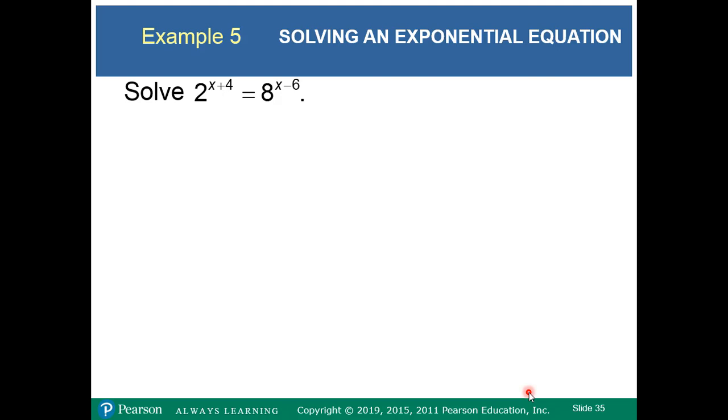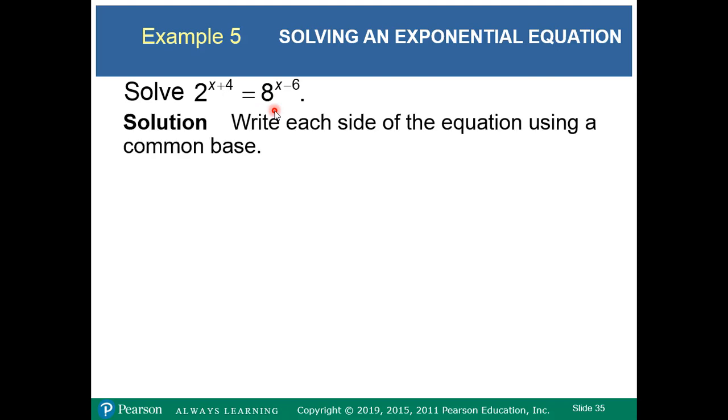Okay, let's do the same thing here. So again, we're going to do the same thing. We want to get the same base. So we've got 2, and we know we can write this as 2 to the 3rd, right? So let's see if we can do that.